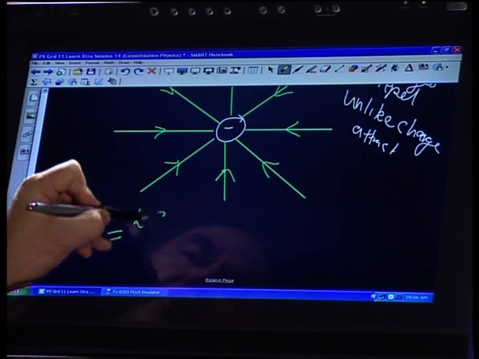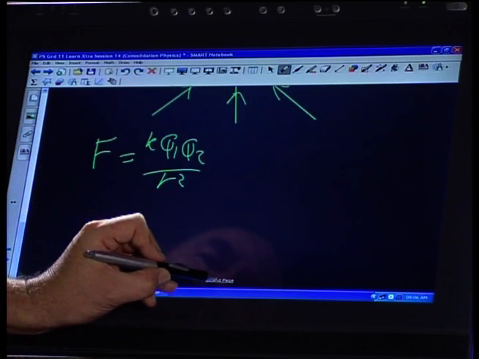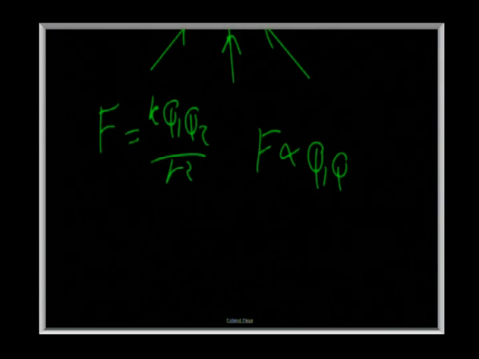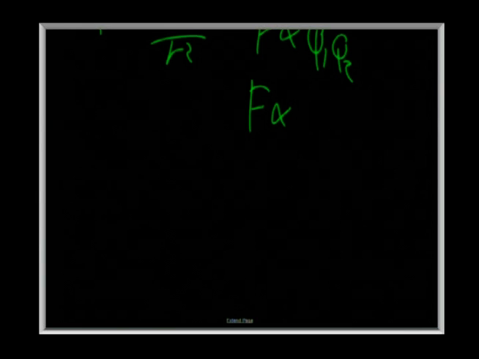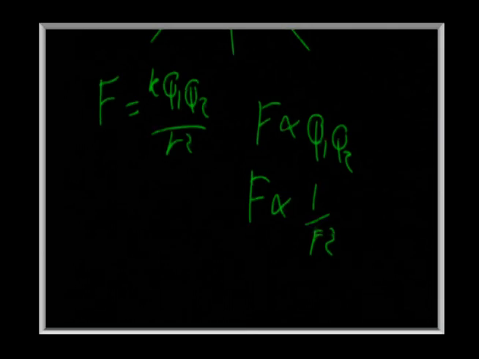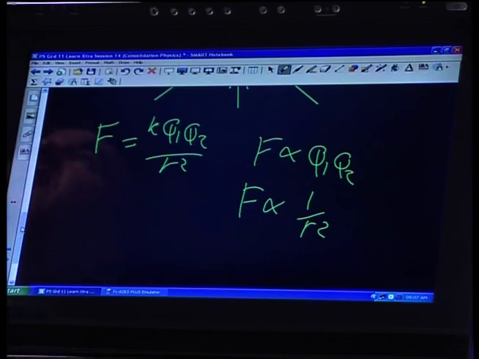equal to K Q1 Q2 over R squared, which tells us there are 2 relationships that you need to know. That the force is directly proportional to Q1 times Q2. So if you double the charge of one, you're going to double the force. If you double the charge on both, then that's 2 times 2 times, which will give you 4 times the force. The second relationship that you need to be aware of is that the force is inversely proportional to the square of the distances between the centers. And that's often asked. So if you double the distance, you're going to quarter the force. Please make sure you understand those relationships.